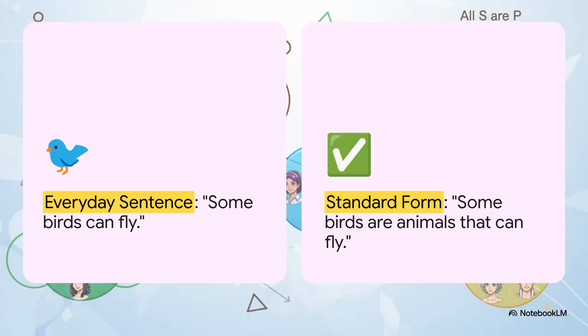Let's try one. Take the sentence, some birds can fly. To put this into a standard form, we need a clear subject and a clear predicate. The subject, S, is easy, birds. But the predicate, P, we can't just say can fly. We need a noun, a group of things. So we rewrite it as animals that can fly. And boom, now it's a perfect some S are P.